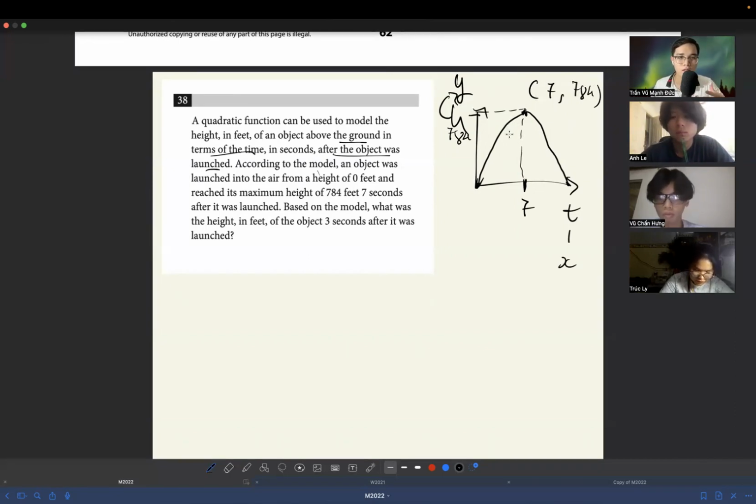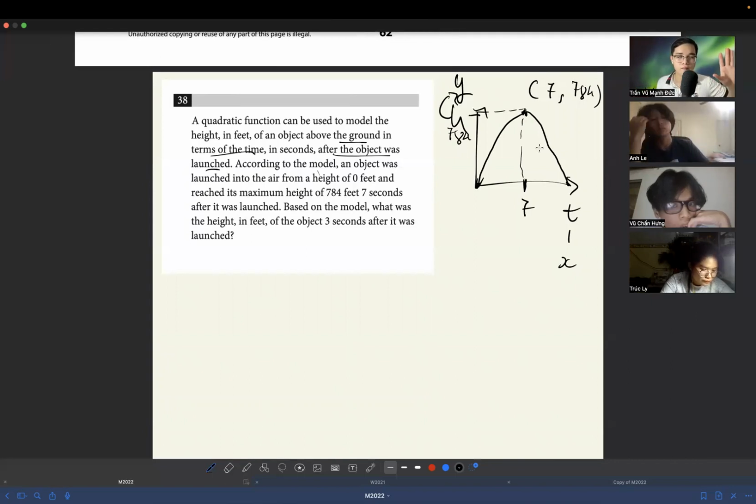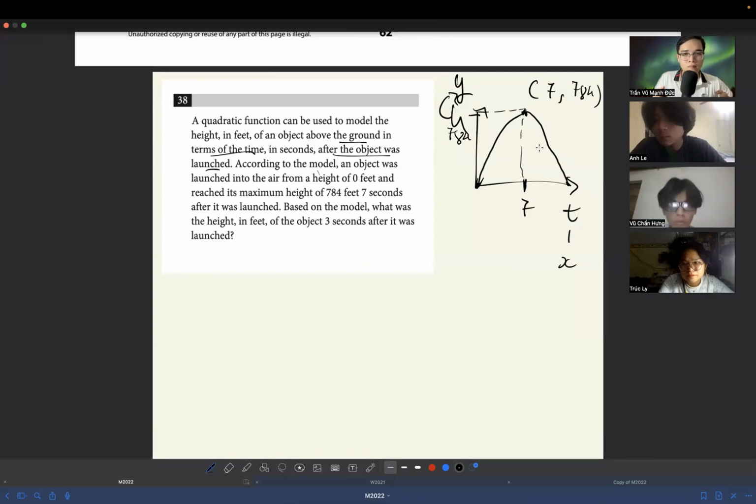Who can tell me what you think of first? This is a quadratic equation. What do you come up with first? What do you think of when they give out the vertex? Just based on the model, what was the height in feet of the object 3 seconds later? But if they give specifically one thing, that is the vertex, what do you come up with first? What do you think?